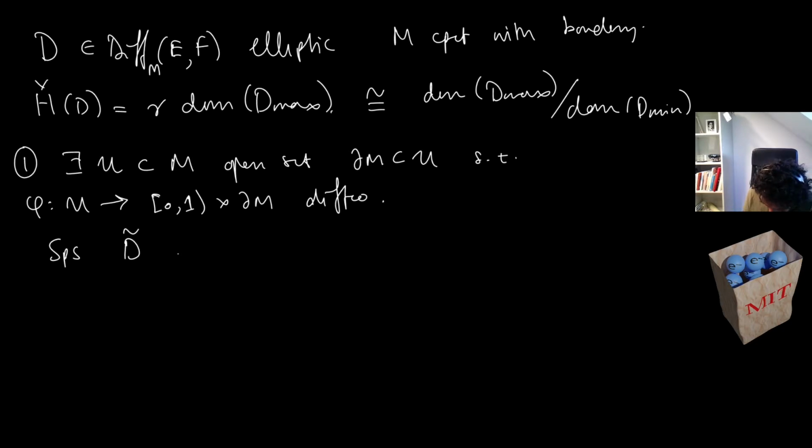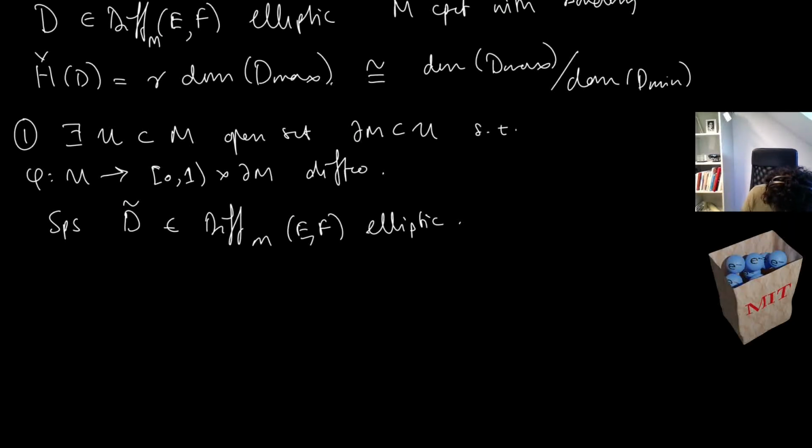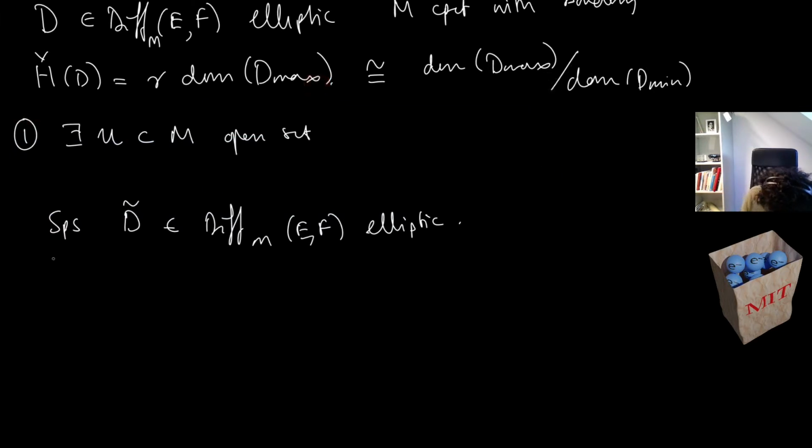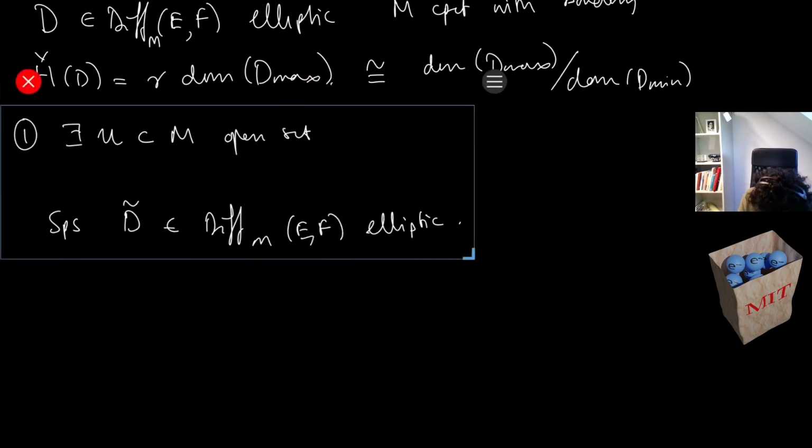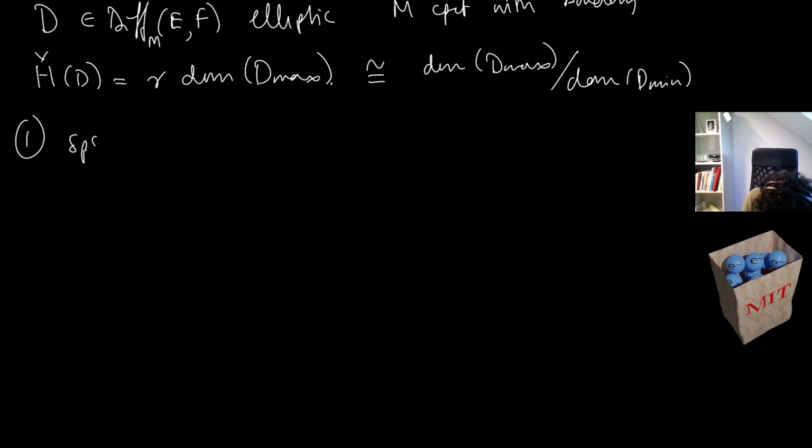Suppose that D tilde is another operator. So D tilde is again a differential operator which is of order m, from E to F, elliptic. Let me erase this for the moment because the collar neighborhood doesn't come into play in what I'm about to say. So suppose D tilde is another differential operator of order m that's elliptic.